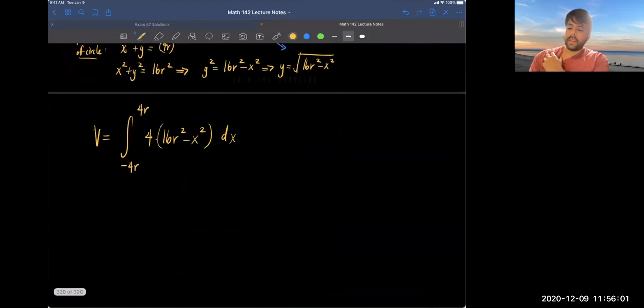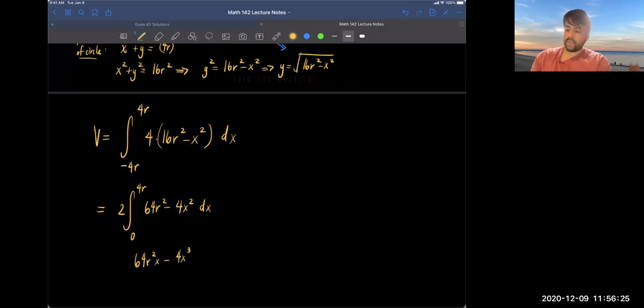dx. And then from here, I can integrate 4 times, let me just write this out. This becomes 64r squared minus 4x squared dx. And because this is an even function, I can write this as 0 to 4r and just multiply it by 2. And then the antiderivative is 64r squared x minus 4x cubed over 3, evaluated from 0 to 4r. And this whole thing is being multiplied by 2.